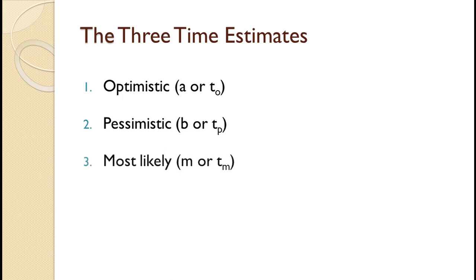3. Most likely time. This is the completion time that is most likely to be required. Some textbooks use an M for this while others use T sub M. We will use M in this tutorial. Using these 3 estimates, we will compute the expected completion time and variance for each activity in the project.